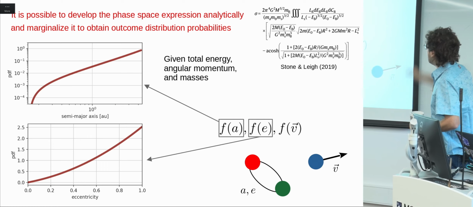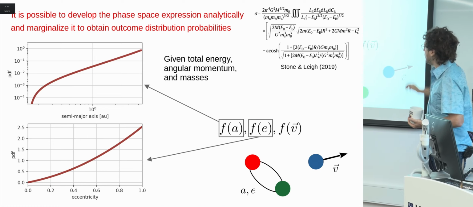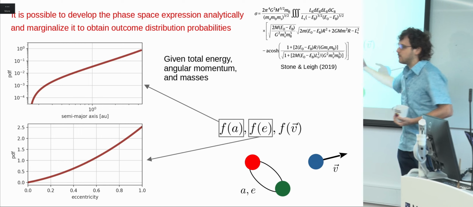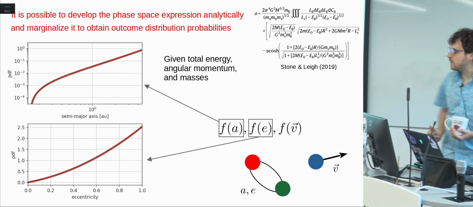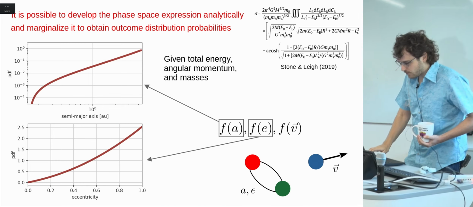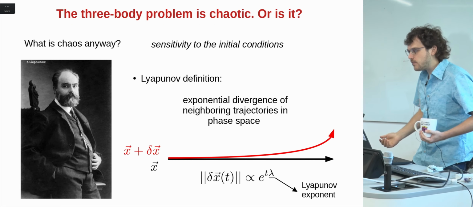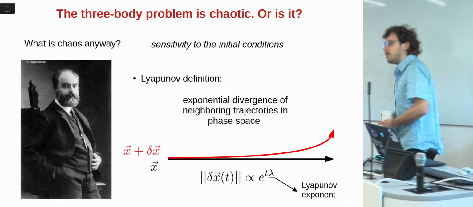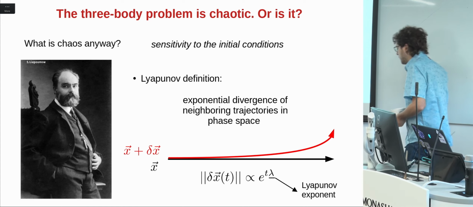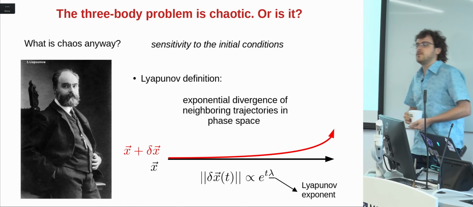We have the theories, we have numerical experiments, and we can compare the two and see how good this is. And it is quite good, for the most part. And what I want to show today is that it's good as long as the three-body problem is chaotic.